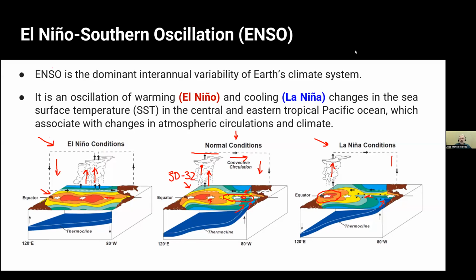Okay, I see a question asking how El Nino changes the Walker circulation. We're going to get to the Walker circulation in a second, but yes, this is the Walker circulation, Sudakar, and you can see that El Nino modifies these branches of the Walker circulation, right?